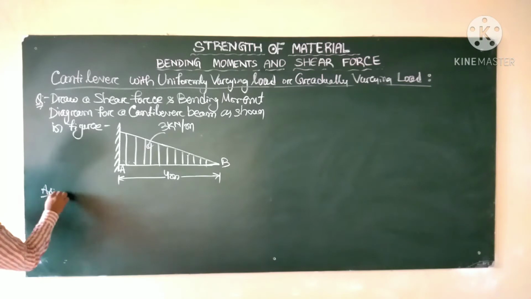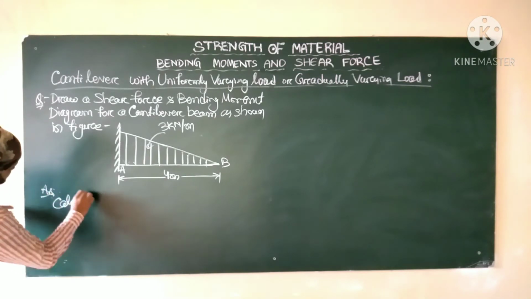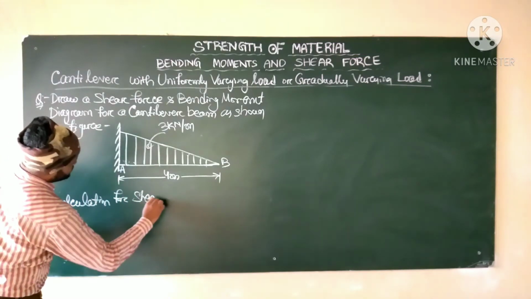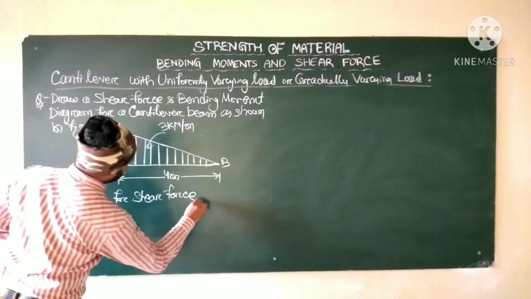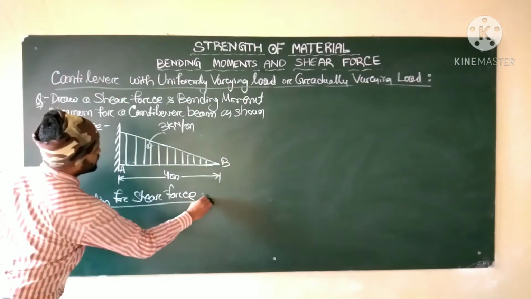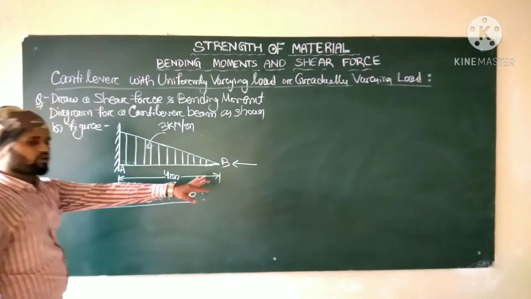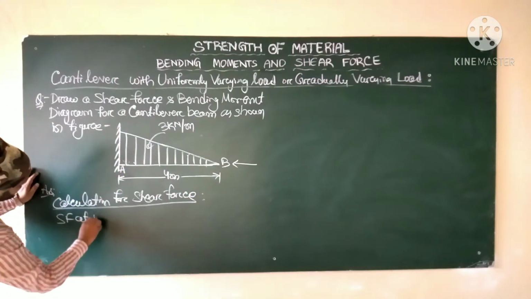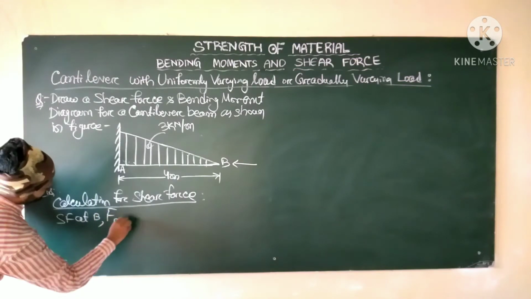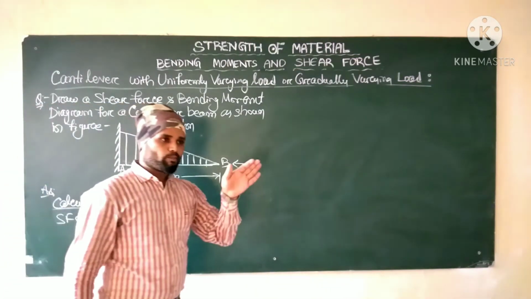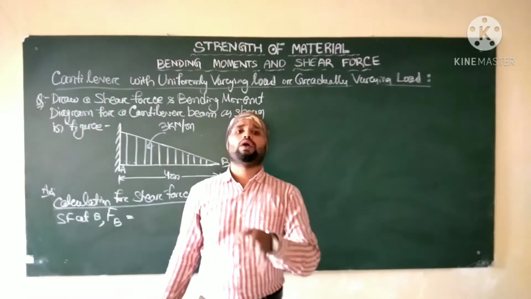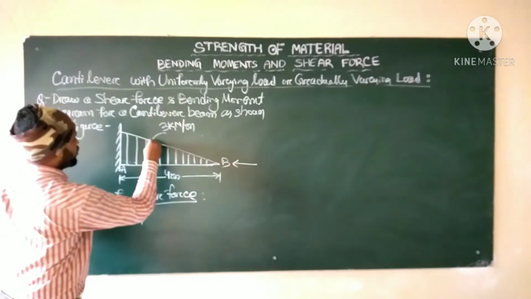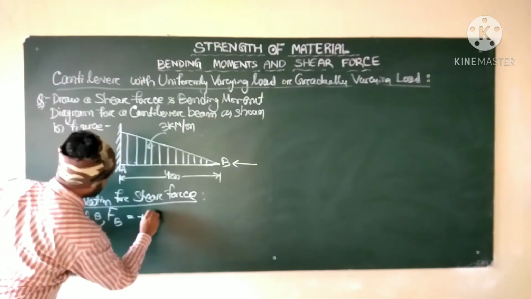Answer: calculation for shear force. So we will start calculating from the right hand side, the free end. So first one is B, that is shear force FB, equal to, we know the formula, plus W x square by 2L. So plus W means load. Here the load is 3 kN/m, so W is 3.